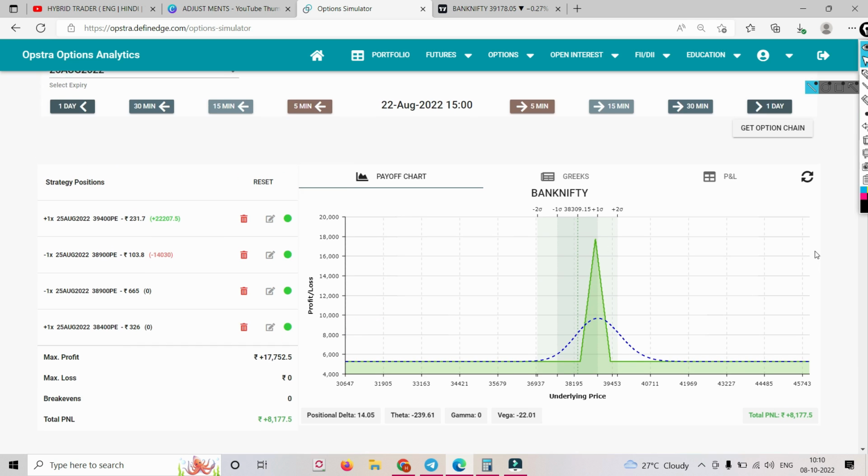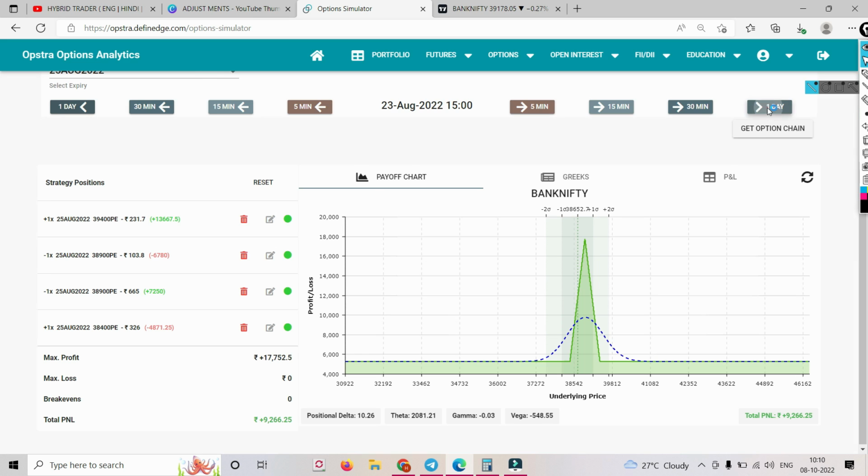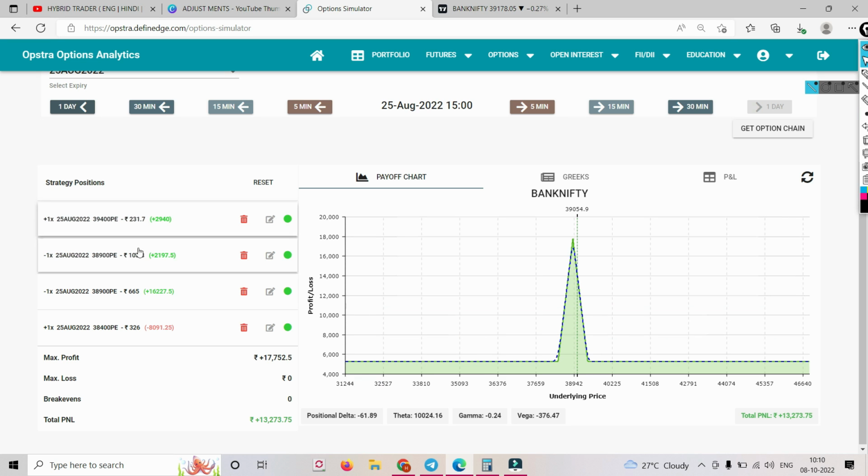Okay, let me take you to the next day, right? 8,000 is your profit. Next day, 9,266. Next day, 11,000. On expiry day you got almost 13,000. So now calculate your profit: 13,000 on a capital of, maybe initially it was taking 25,000.